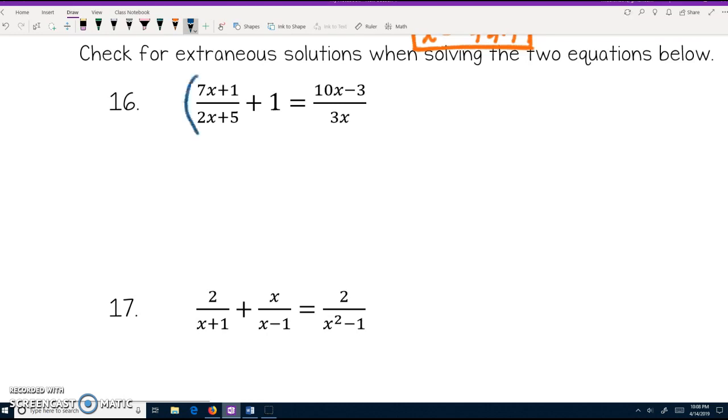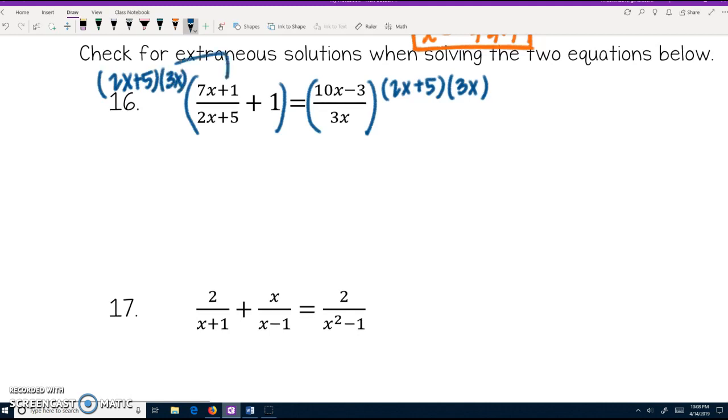So when I look at this side and then at this side, I need to multiply everything over here by 2x plus 5 times 3x. And then over on the left, I need to multiply, same thing, 2x plus 5 and 3x. So when I distribute in here, the 2x plus 5's will cancel, and so I will have 3x times 7x plus 1. Then when I come over to the 1, there's nothing to cancel with, so I'll have the whole expression, 2x plus 5 times 3x.